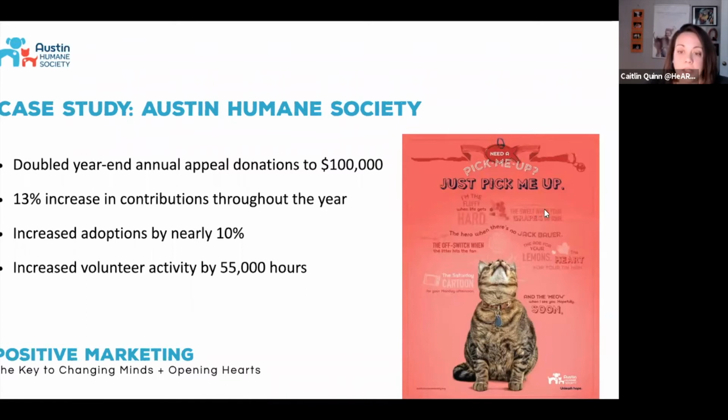And what they saw really soon, within the first year of launching this campaign, was that they were able to double their year-end annual appeal donations, which is huge for all of us, right? We're in October, we're all thinking about these things. They also saw a 13% increase in their overall donations throughout the year. They increased their adoptions by 10%. Depending on the size of your organization, think about increasing adoptions by 10%. That's huge for a lot of us.